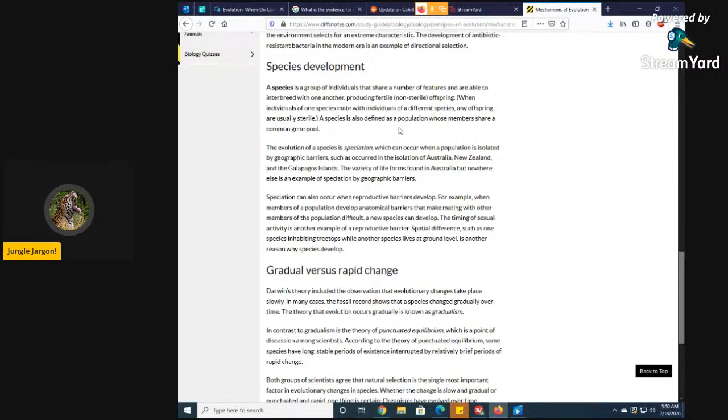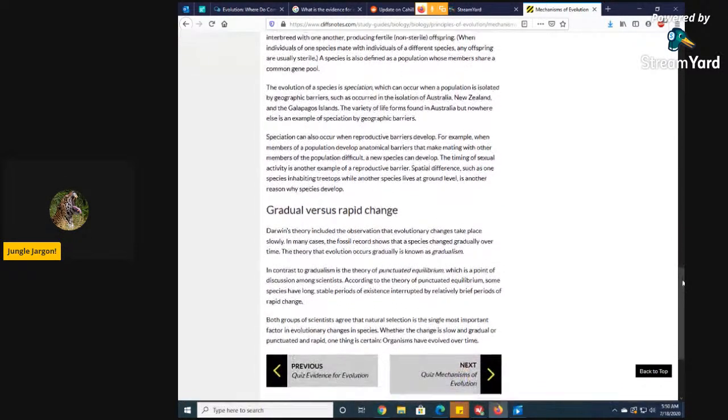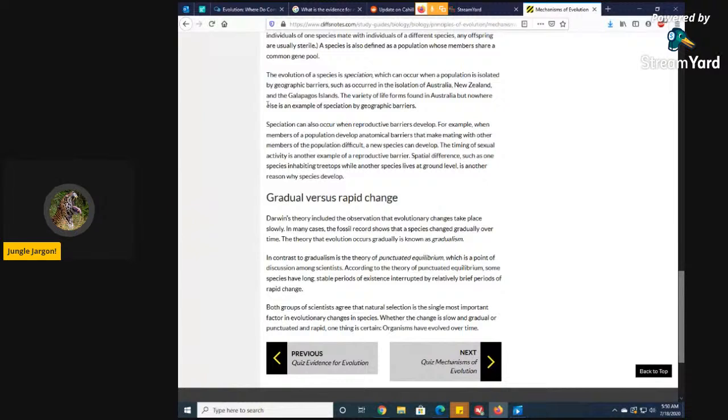A species is also defined as a population whose members share a common gene pool. So they're saying if it don't fit, you gotta quit. No. The evolution of a species is speciation.